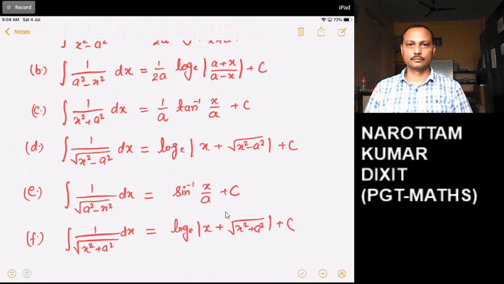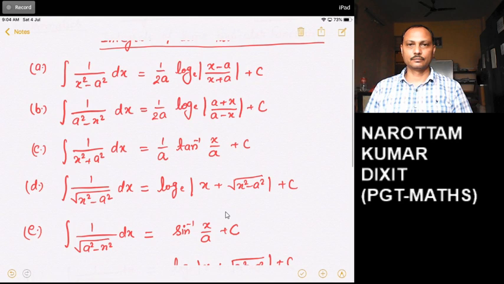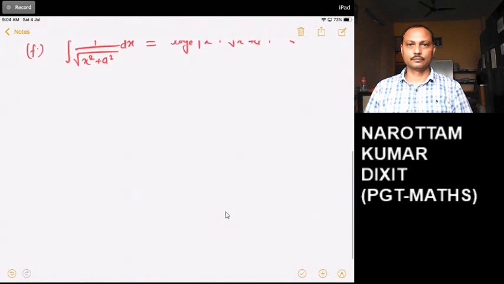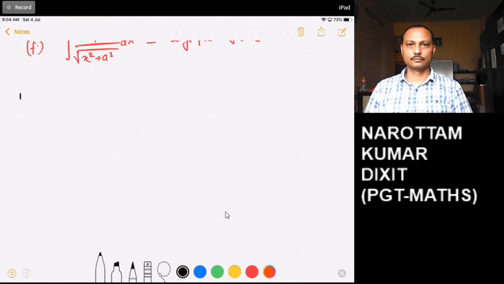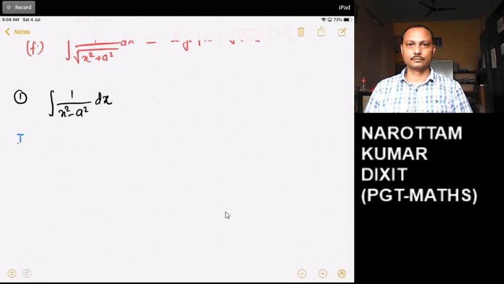So first of all, we will see the proof of these formulas. So I am taking one by one. The first one, it is integral of 1 upon x square minus a square with respect to x. You can see we can factorize the denominator. 1 upon x square minus a square, the factors of x square minus a square can be written as x plus a and x minus a.